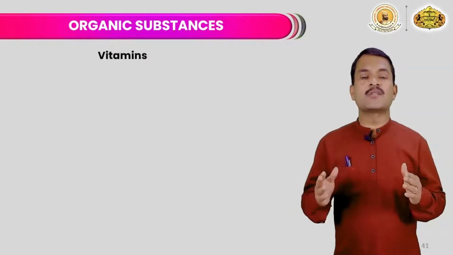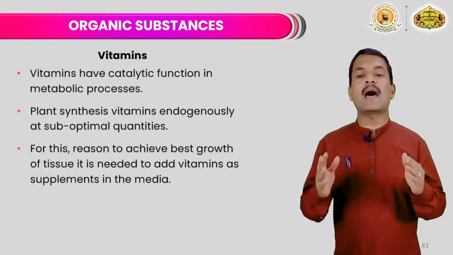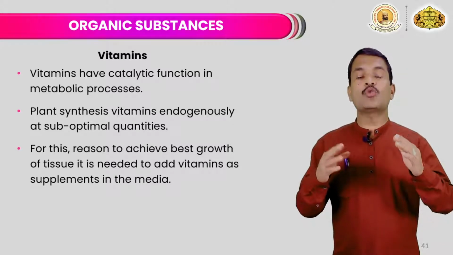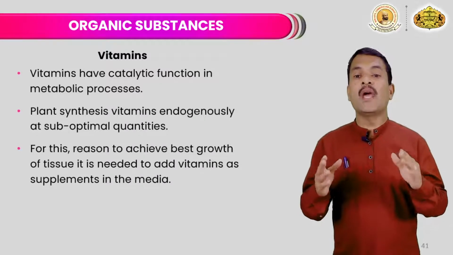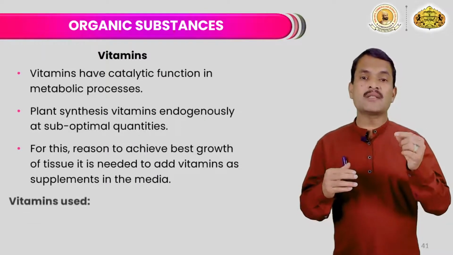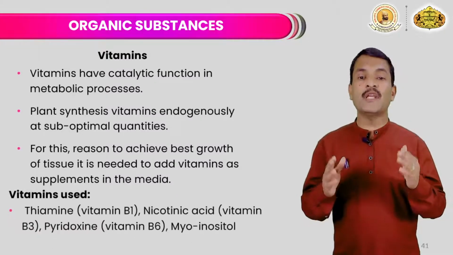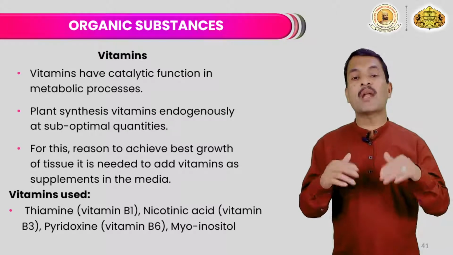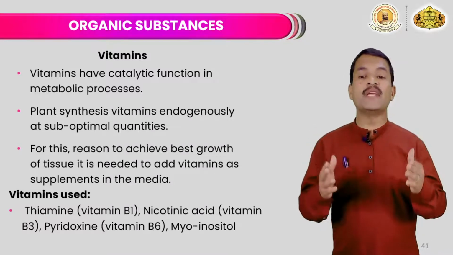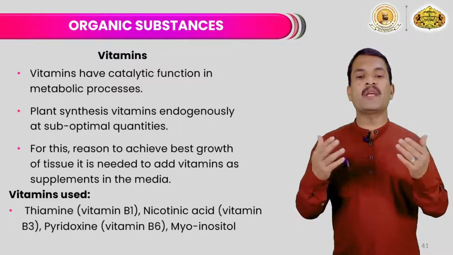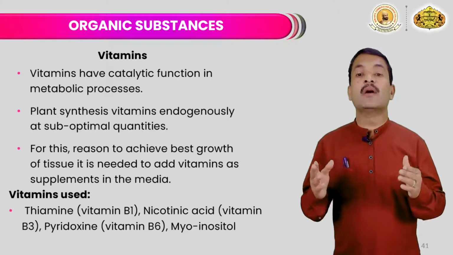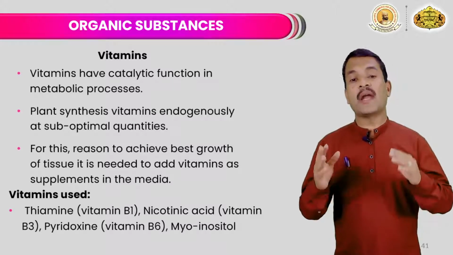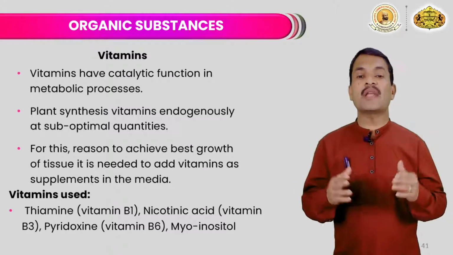Another organic substance added to our media is vitamins. Vitamins are added because they are required for various metabolic functions, or they catalyze certain types of reactions in the plant body. Another reason is that these vitamins are synthesized in the plant body endogenously, but in suboptimal quantity, and because of that we need to add them to our media. When we prepare our media, we add different vitamins like thiamine, that is vitamin B1, nicotinic acid, that is vitamin B3, and pyridoxine HCl, the vitamin B6. In addition to that, myo-inositol, which is also a vitamin, is added into our MS medium.